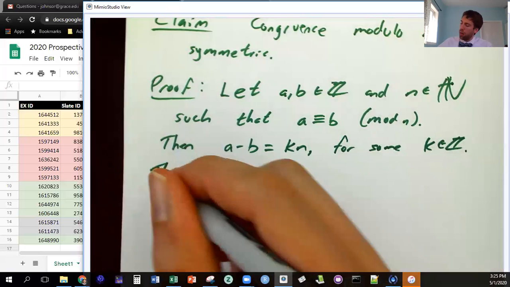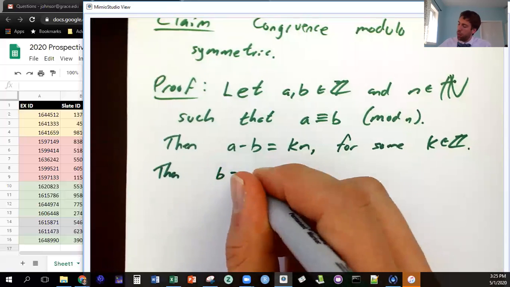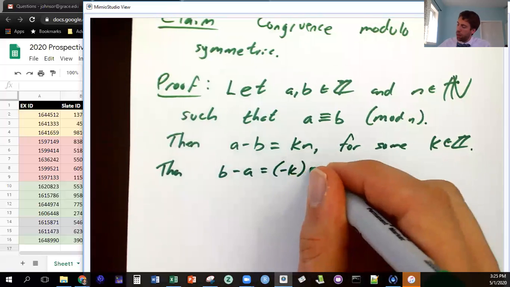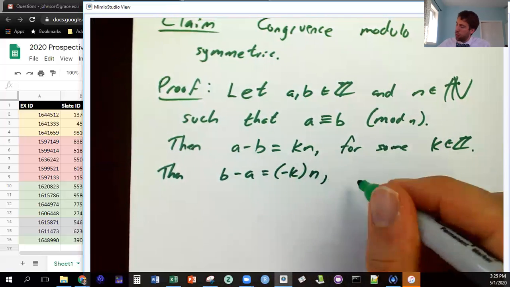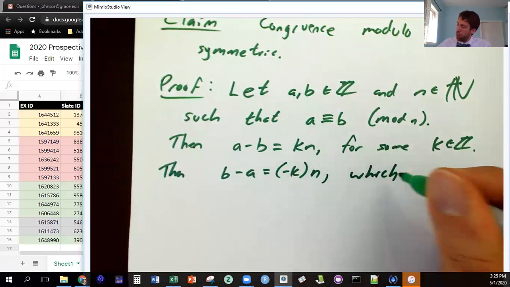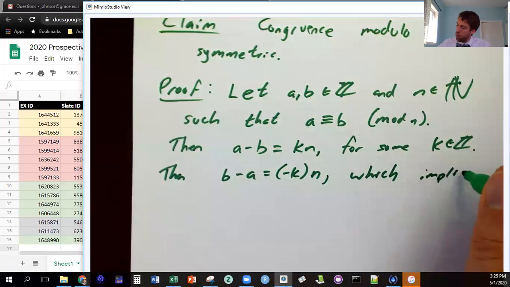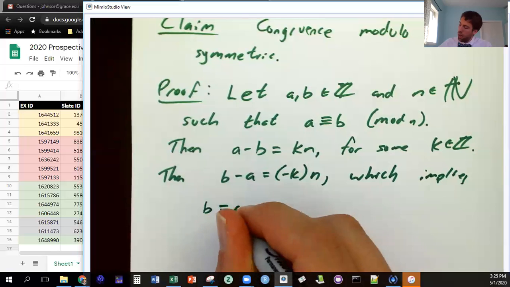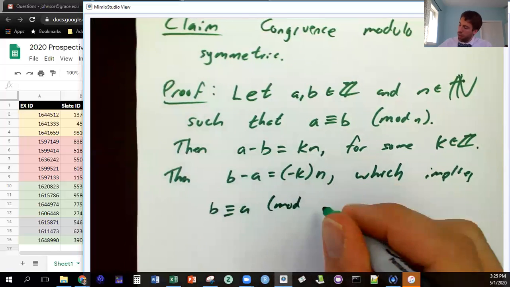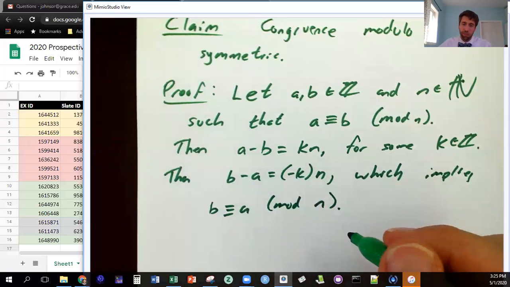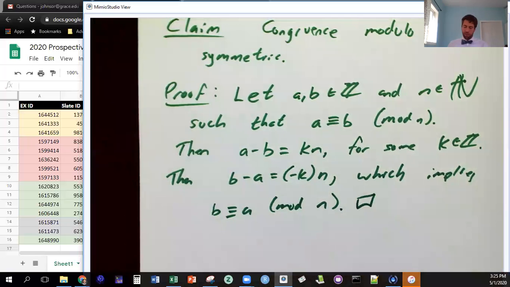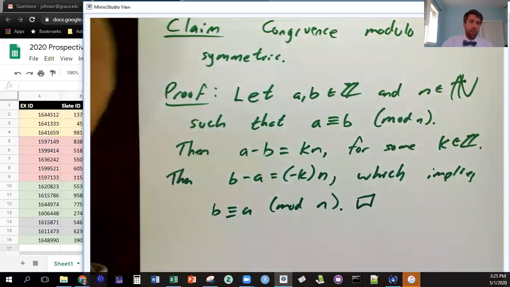Then multiplying by -1, b minus a equals negative k times n, which implies b is equivalent to a mod n. Done. That was fun. All right, that ends preview activity 3.